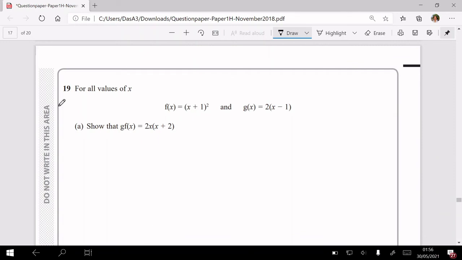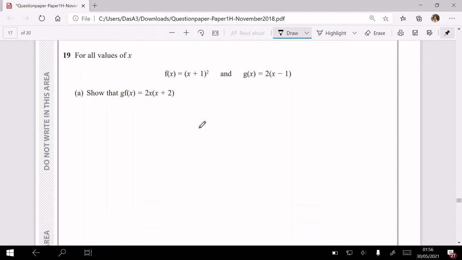So question number 19: for all values of x, show that g of f of x is equal to 2x(x plus 2). So you first need to realize what this is. It literally means put the function of x into the function of g. So function f, that is this, put this into the x value of g. That's what it means. So let's try that.